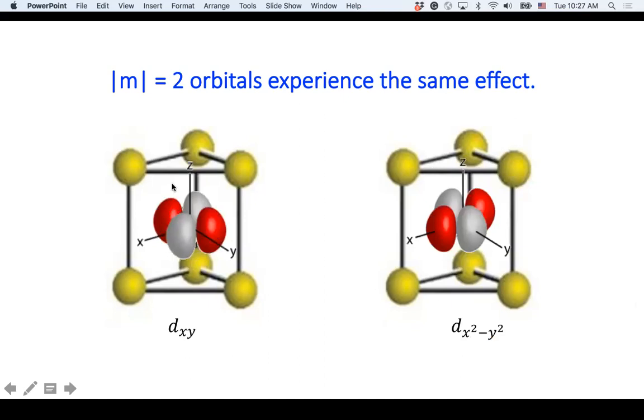Similarly, if you go to the m equal to plus minus 2 orbitals, like these two component functions dxy, dx squared minus y squared, these two are also just rotated by 45 degrees. They will also have the same energy. I mean, you can use group theory to show it more rigorously, but here I think using the graphics is easier to visualize.